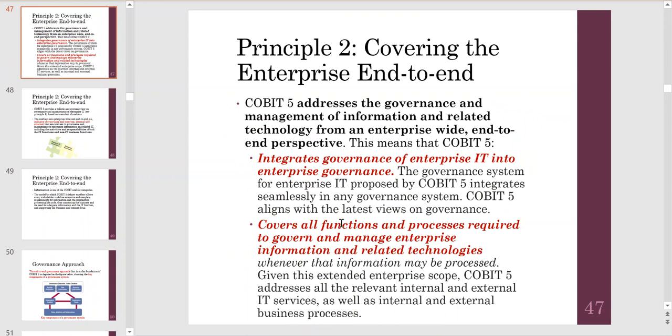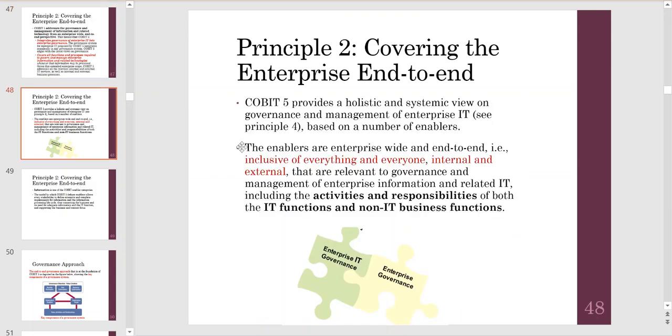So this principle covers all processes and functions to achieve governance and management in any IT enterprise. So this integrates governance of enterprise IT into enterprise governance. So this is the mapping between the IT-related goals and the enterprise goals. All the alignment between the IT-related goals and the strategy of a company. All IT supporting the business in achieving its strategy. So the 37 processes cover everything, everyone, internal and external.